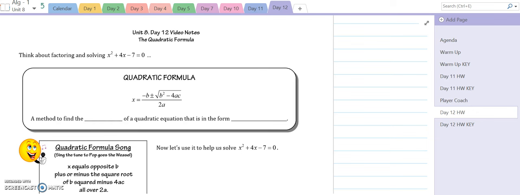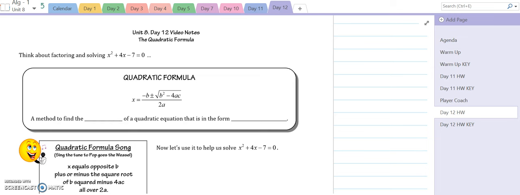We've also solved by taking the square root of both sides, but remember that only works when I'm missing that middle term, the one just with an x. The b, if you will, has to be 0. And then the fourth that we learned the past few days was completing the square. Today we're going to take it up a notch and learn the last method of this unit.